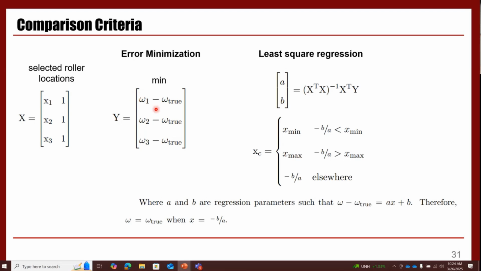So the error minimization basically just selects the roller location with the minimum error in frequency, and the least square regression uses the least square regression formula to select the roller location, the correct frequency for the roller location.